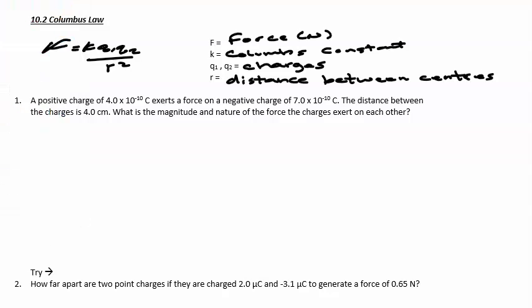We've got a positive charge of 4.0 times 10 to the negative 10 coulombs, exerting a force on a negative charge of 7 times 10 to the negative 10 coulombs, and the distance between the charges is 4 centimeters. We want to know the magnitude and nature of the force between the charges. So we're going to just start with our formula.